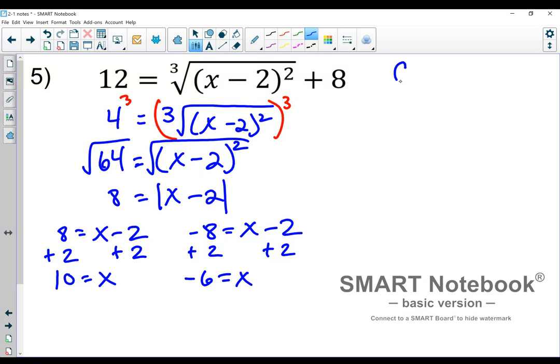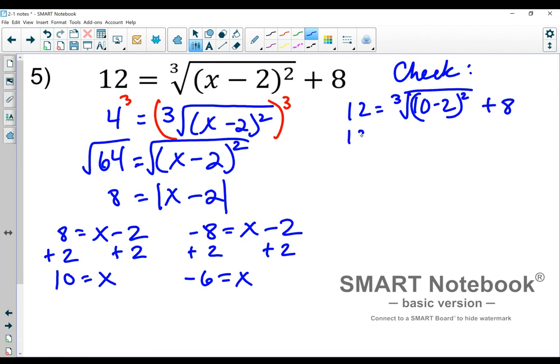So let's go ahead and do a quick answer check again. So 12 equals a cube root of 10 minus 2 squared, plus 8. Does that really work? So 10 minus 2 is 8. 8 squared is 64. Cube root of 64 is 4. So 10 works. And now let's check negative 6.